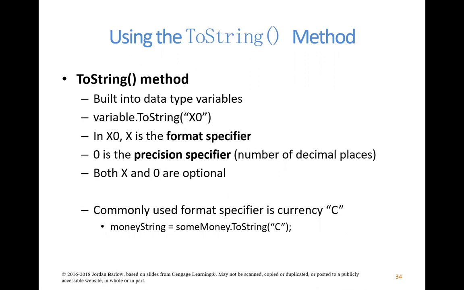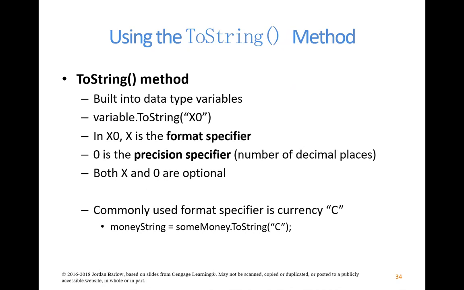All right, so to convert a number or anything else to a string, we use the .ToString method, and it is built into every variable. Anytime you declare or initialize a variable, that variable already has built into it a ToString method. So if you type that variable name dot ToString, it will convert whatever that variable is, whether an integer, a double, Boolean, anything at all, to a string.